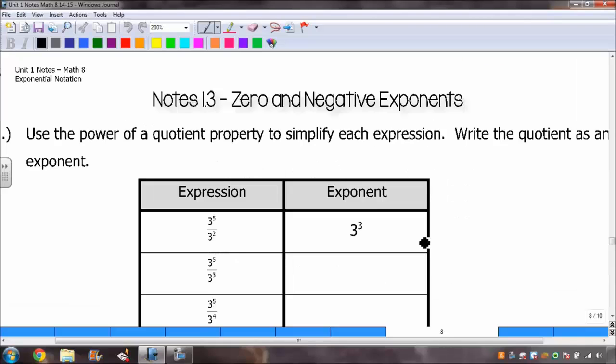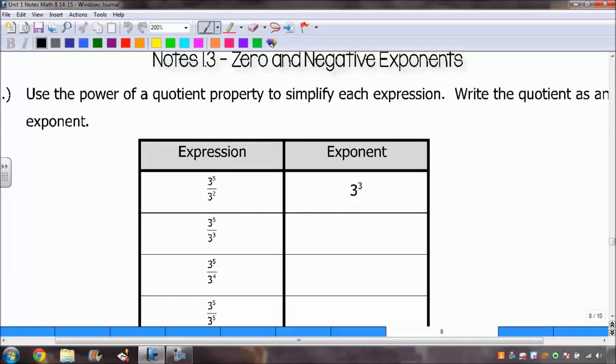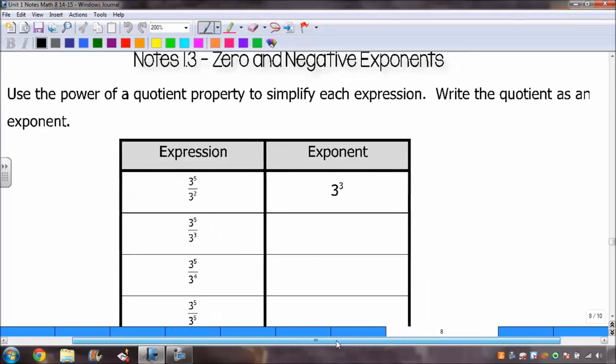Okay, notes 1.3, zero and negative exponents is what we will be talking about right now. Please turn to page 8 of your notes. Question number 1 says, use the power of a quotient property to simplify each expression. Write the quotient as an exponent.